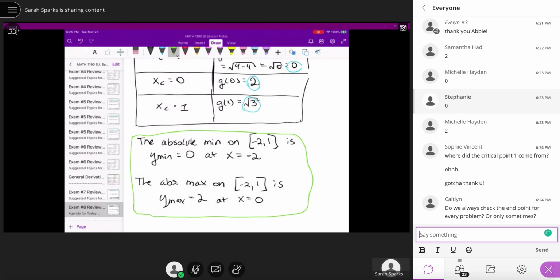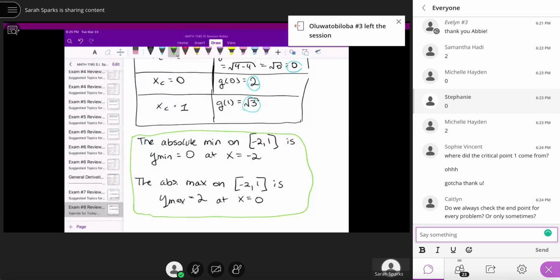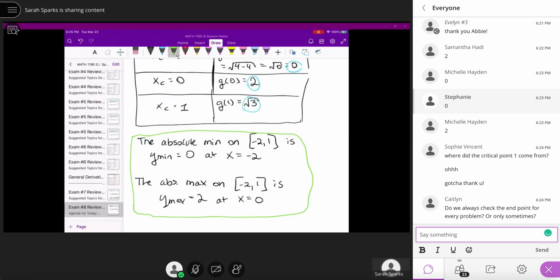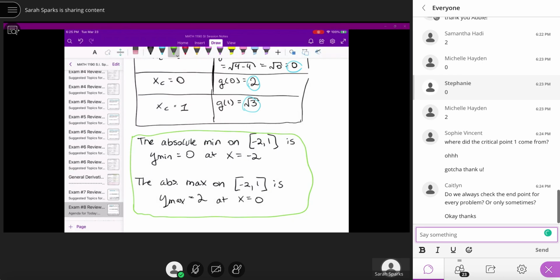Do we always check the endpoints for every problem, or only sometimes? You need to check the endpoints. That's just part of the process for finding absolute mins and maxes over a given interval, that is. If it's not a given interval, then you look at the whole function, right? But a lot of times when you look at your whole function, you just have local mins and maxes, which is why we're dealing with intervals.